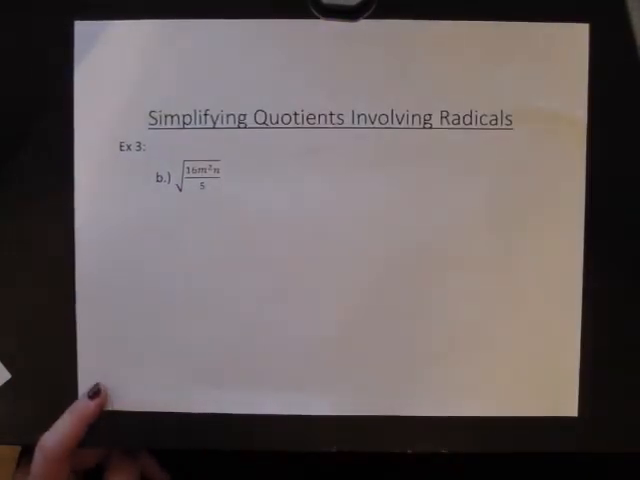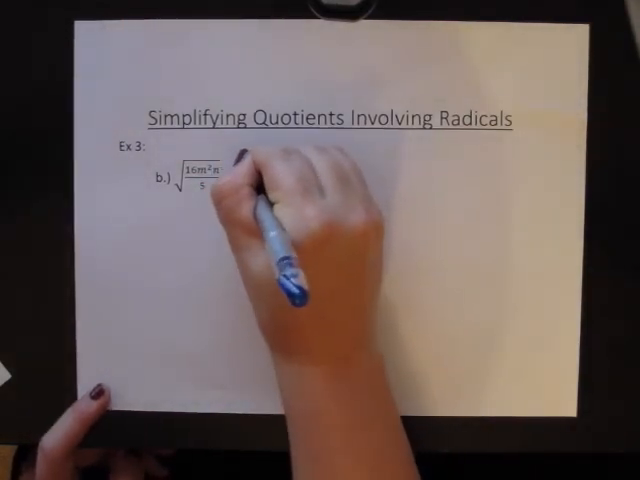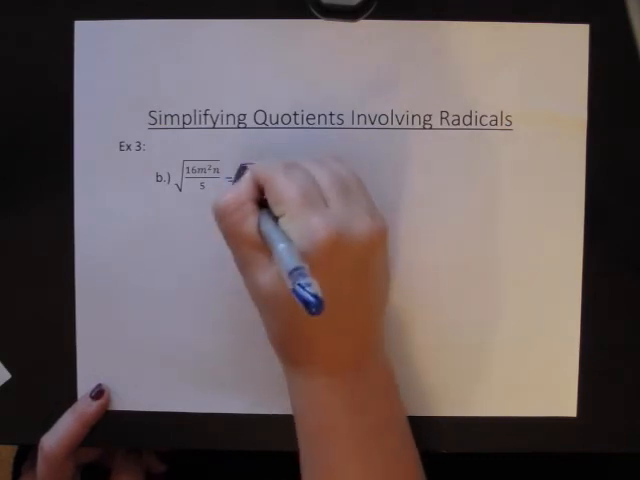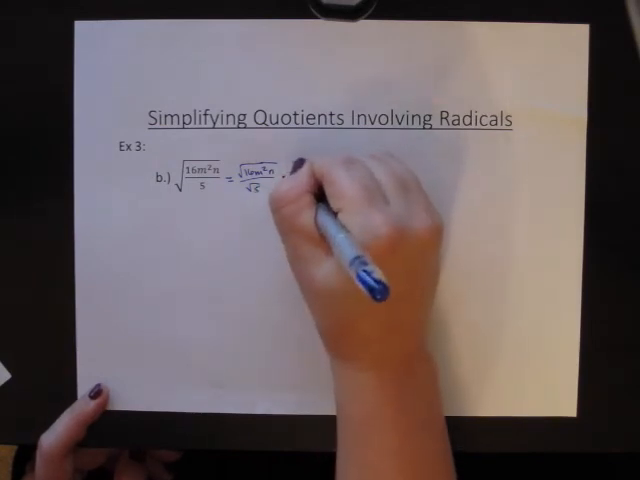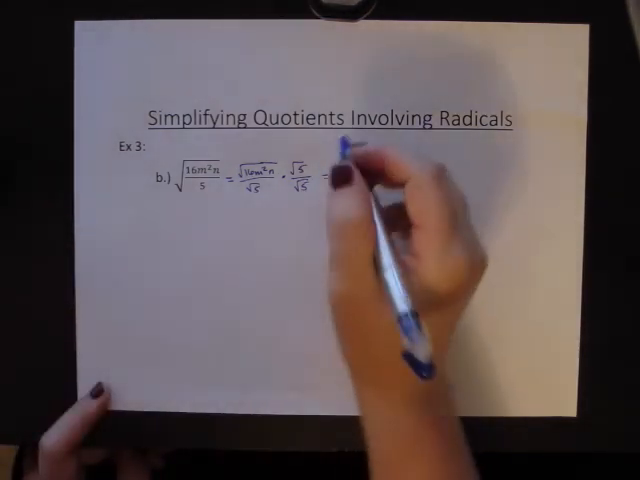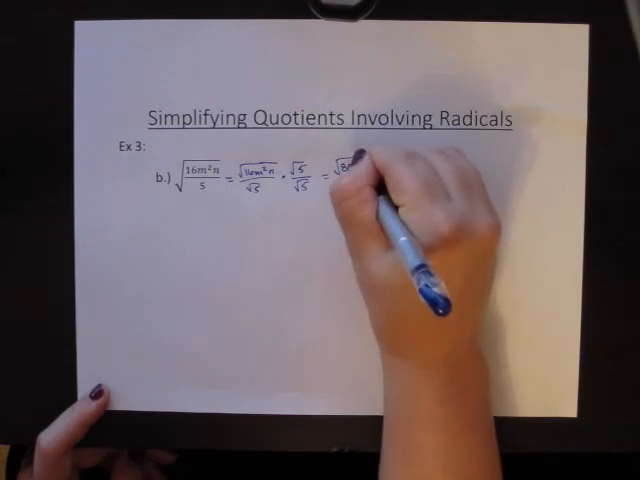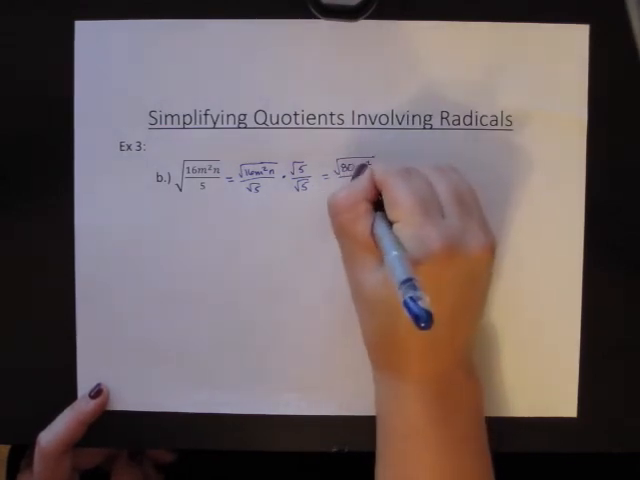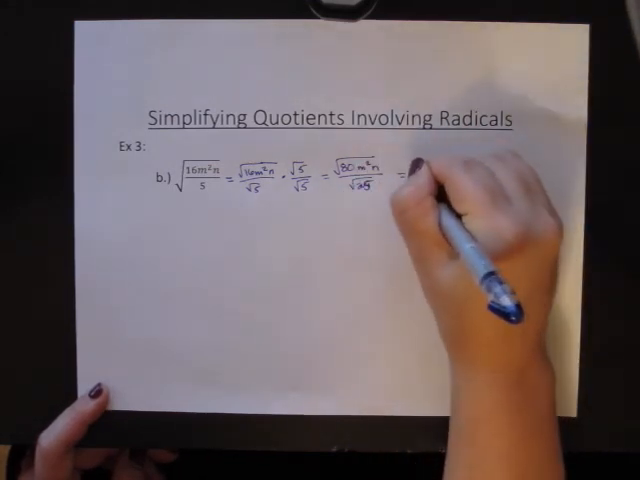Okay. And then the last one for today, we got the square root of 16m squared n over the square root of 5. So first thing I want to do is we want to multiply the top and the bottom by the square root of 5. Alright, so 16 times 5 is going to be 80. So I've got the square root of 80m squared n over the square root of 25, which is a perfect square, which leaves me with 5.